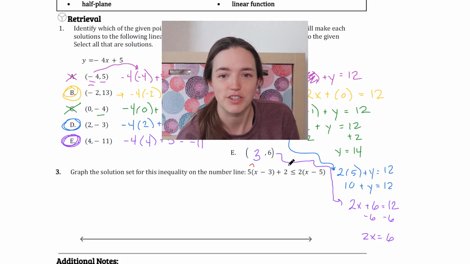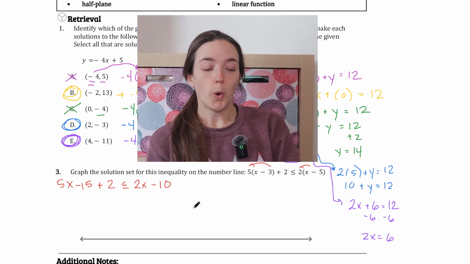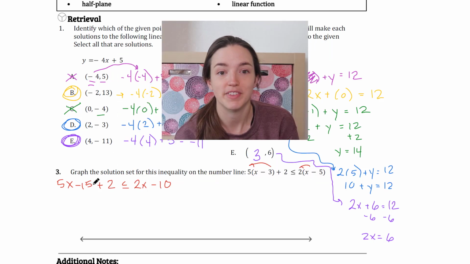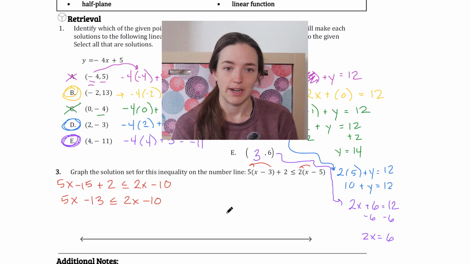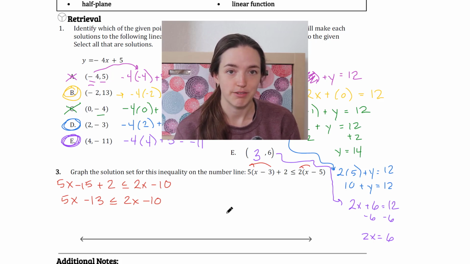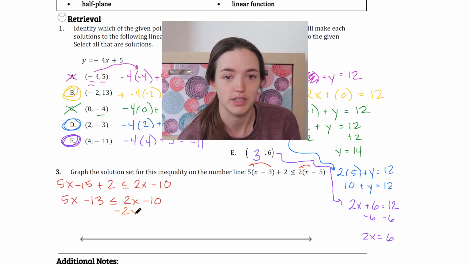Okay, I already know I'm gonna run out of room for this next one. We're gonna distribute on both sides of the inequality. Okay, I've got 5x minus 15. Nothing happened to the plus 2. Less than or equal to, then I've got 2x, and I have minus 10. Okay, deep breath. I can combine these terms over here. 5x minus 13, less than or equal to 2x minus 10. Now I've got x's on both sides, so I need to get rid of the x's on one of the sides. I think we'll go with a 2x because it's smaller.